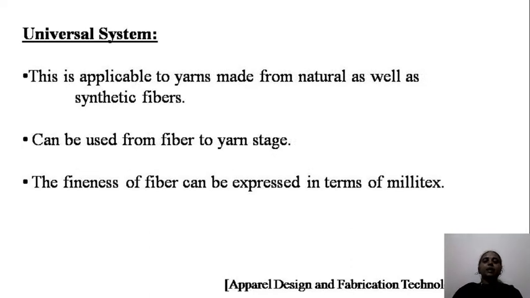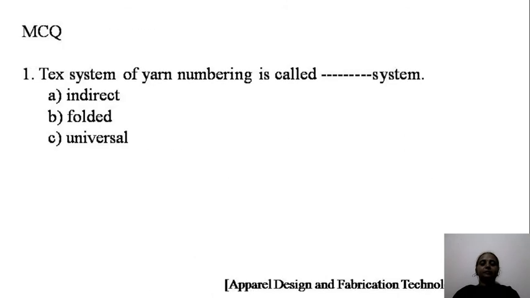This is applicable to yarns made from natural as well as synthetic fibers. For example, natural means cotton, linen, wool, silk, and synthetic means rayon, nylon, polyester, etc. This system is universal for all these fibers and can be used from fiber to yarn stage. The fineness of fiber can be expressed in terms of millitex.